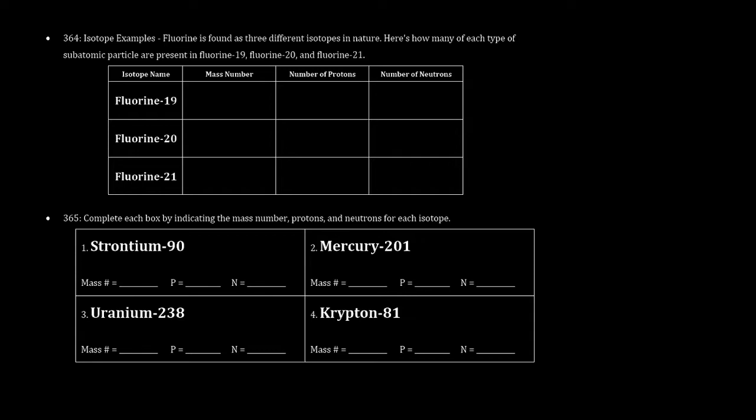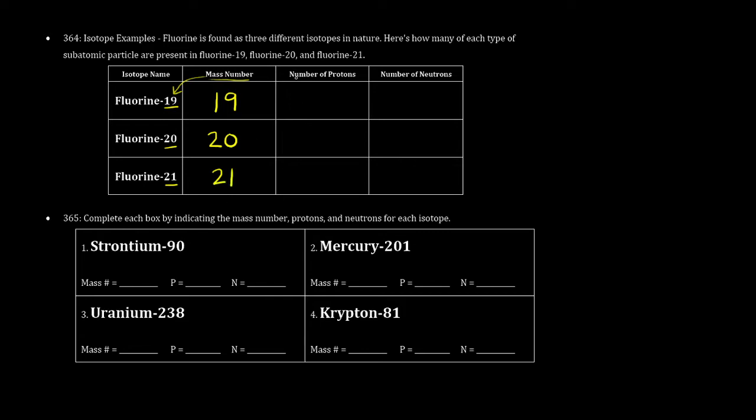We have fluorine 19, we have fluorine 20, and we have fluorine 21. Notice they're all fluorine. The only thing that's different between them is this number, which is the mass number. That's this number right here. Okay, so when it says mass number, we can say fluorine 19 has a mass number of 19. Fluorine 20 has a mass number of 20. And then fluorine 21 has a mass number of 21. You guessed it. There you go.